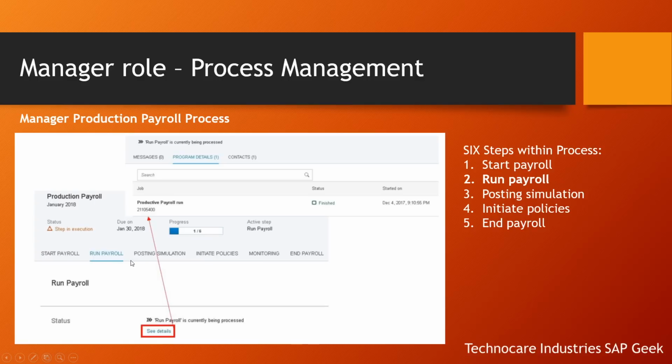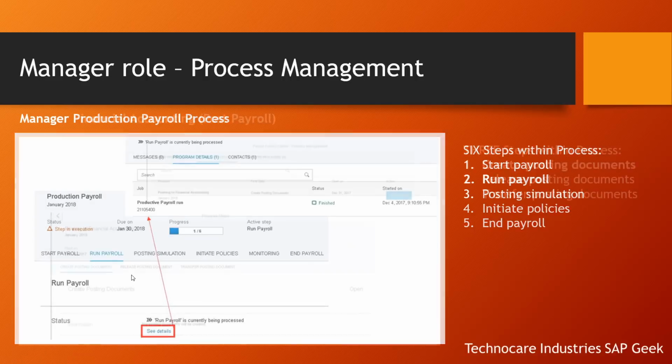So I'm just showing some steps in the process which are different. We have already seen initiate policies and monitoring, so I will not show them. And start payroll and end payroll are very straightforward. There is not much to discuss or explain here. Start payroll is just releasing the control record to release for payroll status, and end payroll is just changing the control record to exit mode. So I'm just trying to show you the different screens which are present. The repetitive screens are almost similar for initiate policies and monitoring phase, right? So this was run payroll for you.